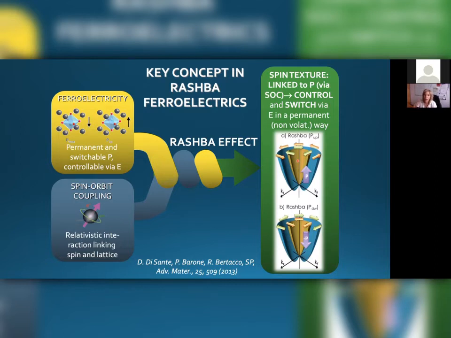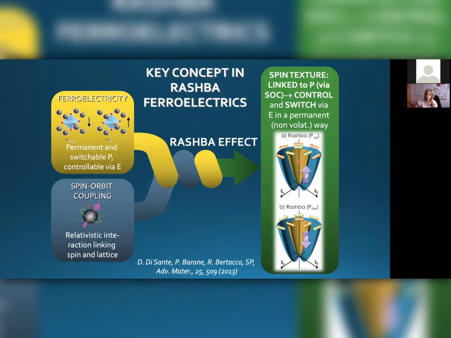The polarization, which can be tuned with an electric field, actually drives the spin texture. So if you have, for example, ferroelectric polarization pointing up, then the spin texture, which is shown here by arrows, for example in the inner branch of the Rashba bands, would be clockwise, and the outer branch would be counterclockwise.